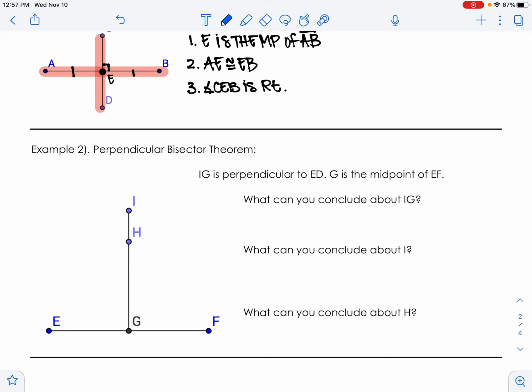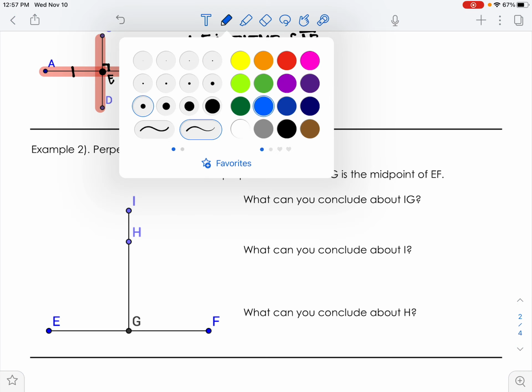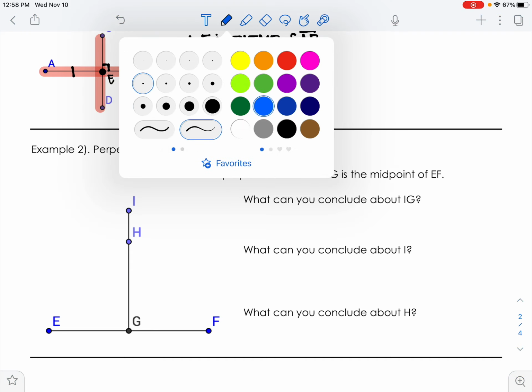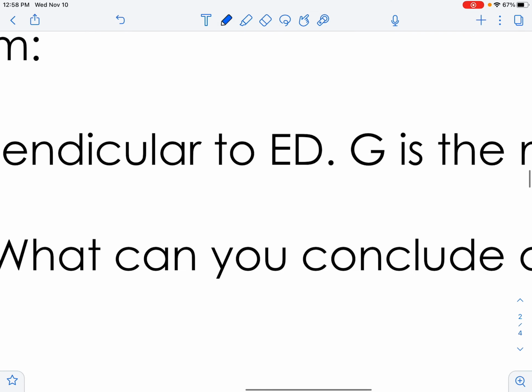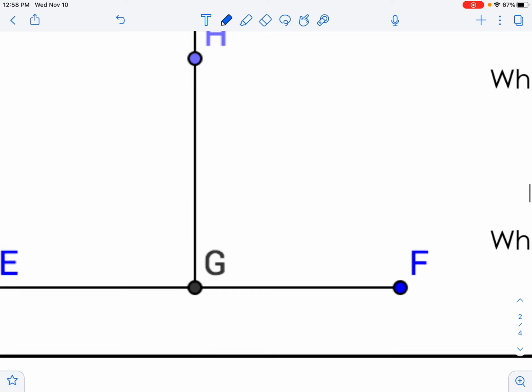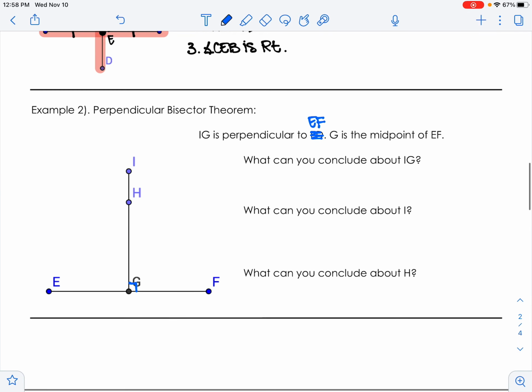Okay, so we're going to go now to example 2, and we're applying the perpendicular bisector theorem. Let's make one small change here, where it says IG is perpendicular to, let's change that to EF. So IG is perpendicular to EF, so we can go ahead and mark that perpendicular. And it says that G is the midpoint of EF.